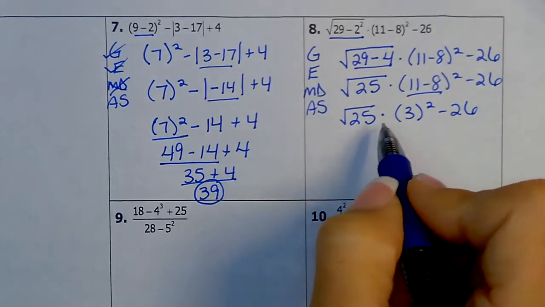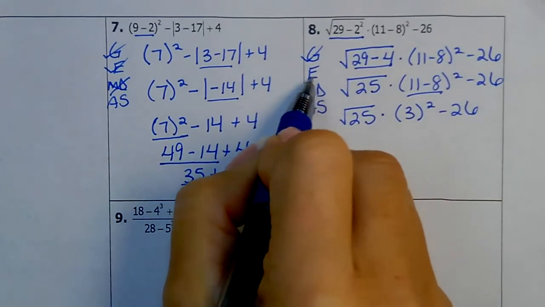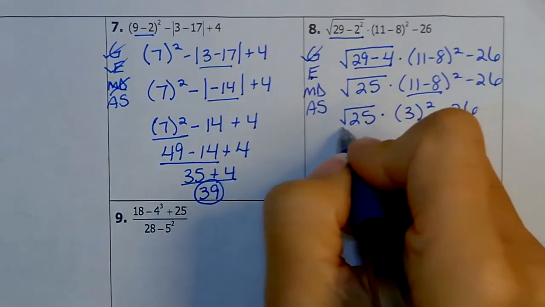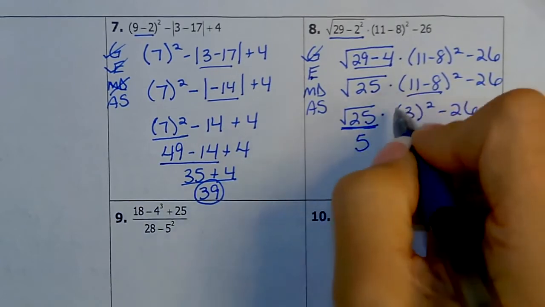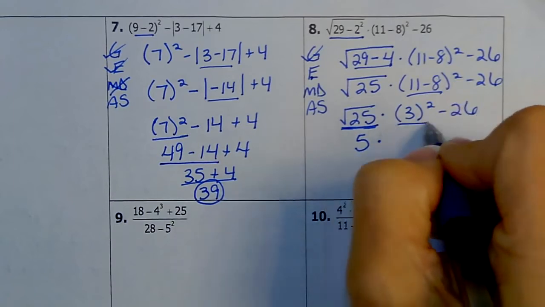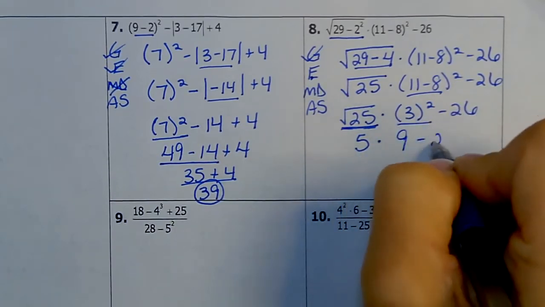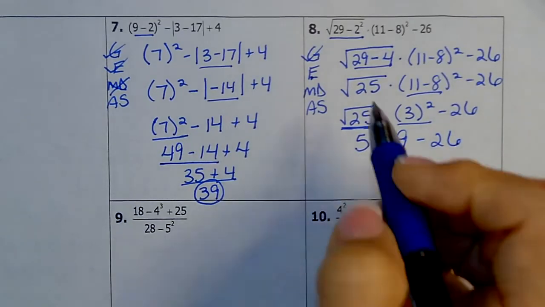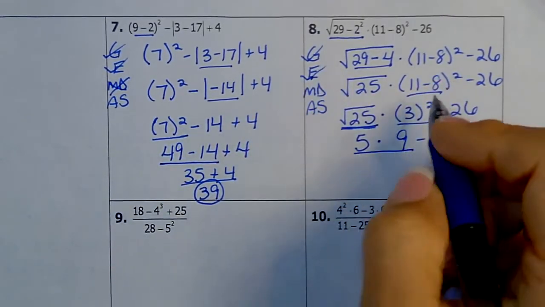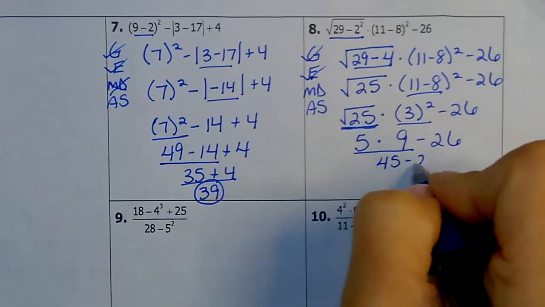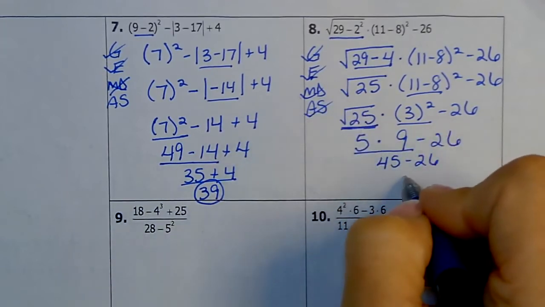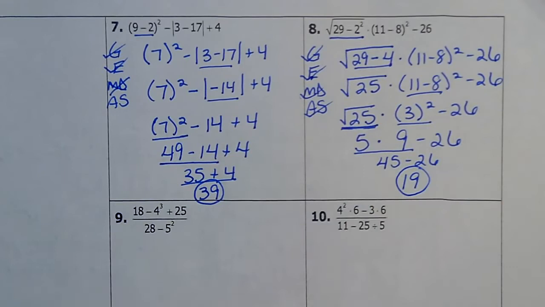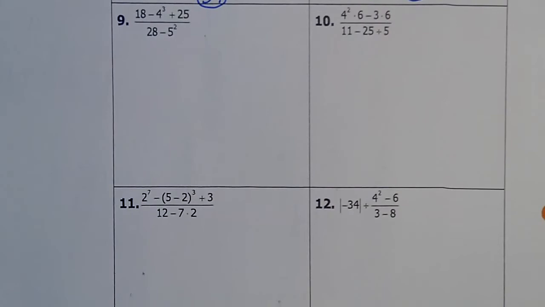Okay, we are done with groupings, and now we're on exponents or radicals. So I can find the square root of 25, which is 5, and then I have 3 squared, which is 9. All right, multiply or divide. 45. And the last step is to subtract, which gives me positive 19. Number 9.